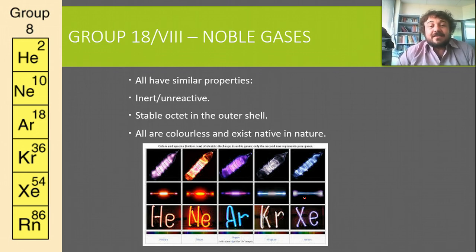They're all also colorless and exist in their native form in nature. They're all very useful in different lights though. We can use them in different lights to make different colors when we run electricity through them. That's when the electrons get excited and give off all the different colors. Alright, that's a lot, and we'll see you in class.